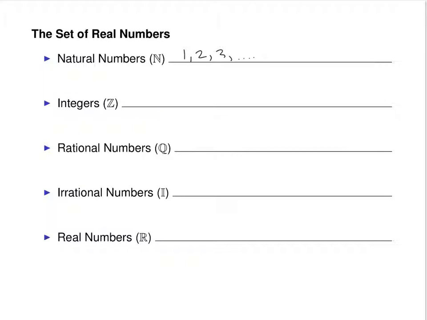And then the integers. What you add in for those is all the negatives, and by negatives I mean all the whole number negatives, and you add in 0. So that's things like -3, -2, -1, 0, 1, 2, 3, etc.